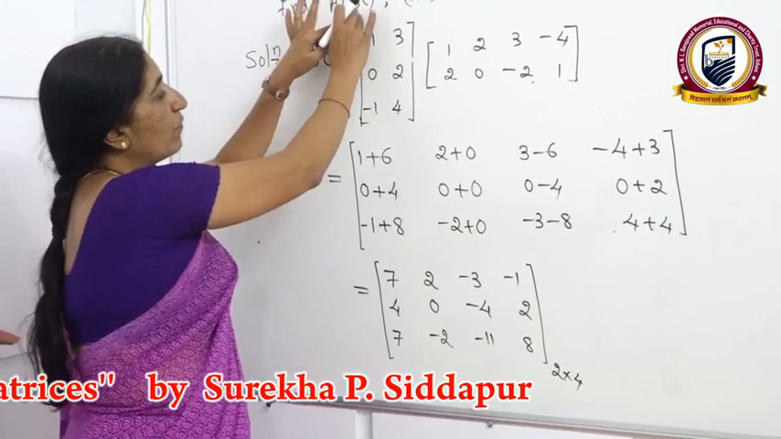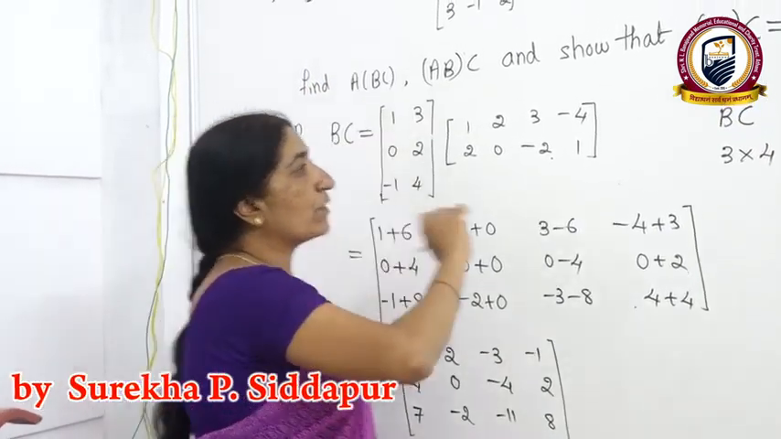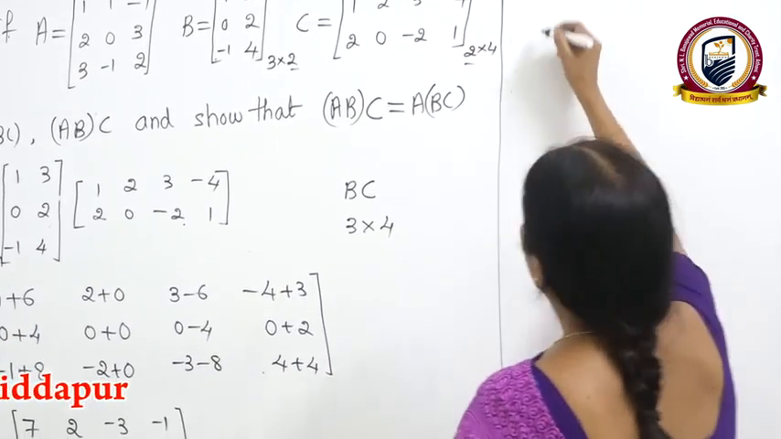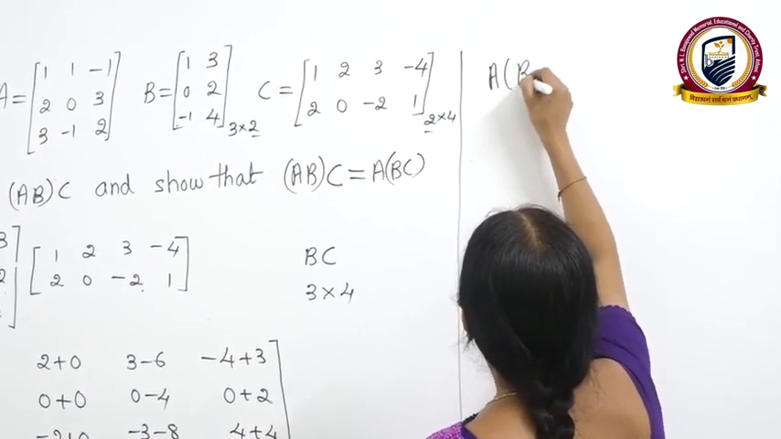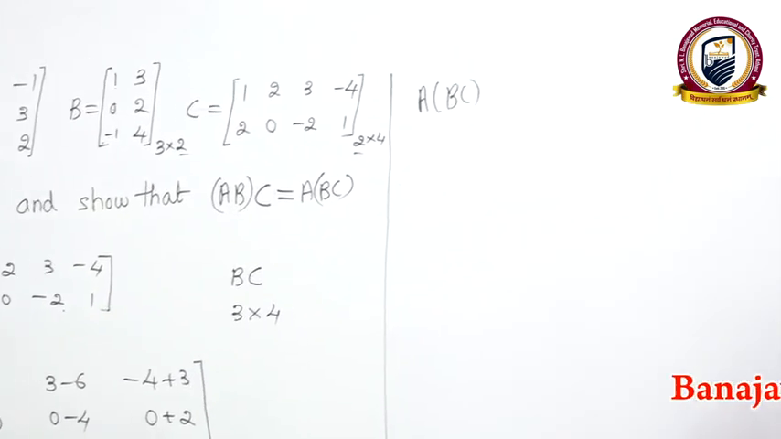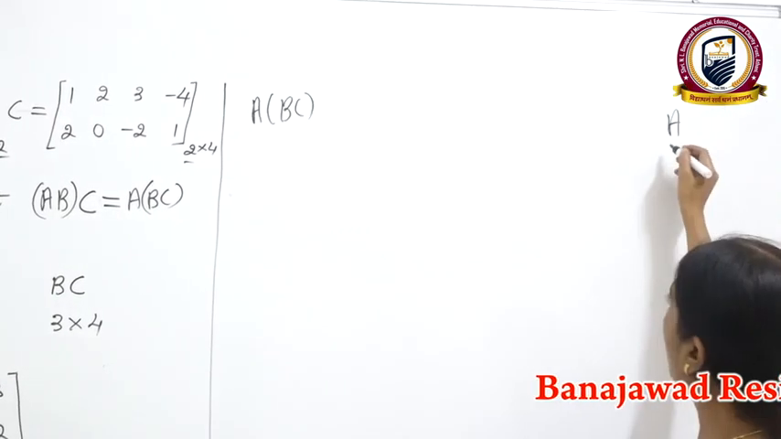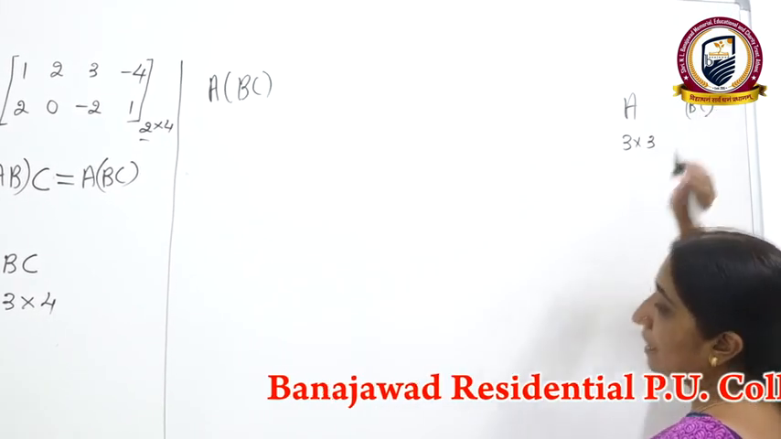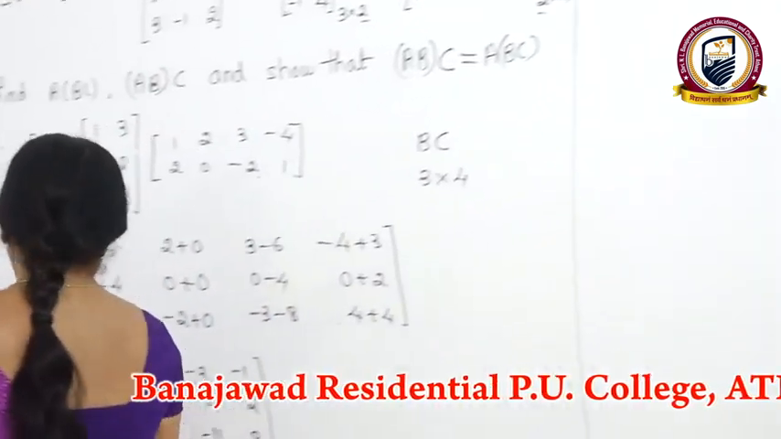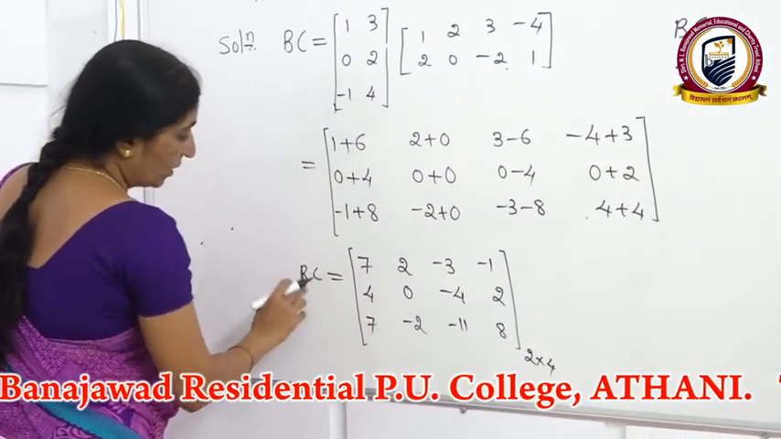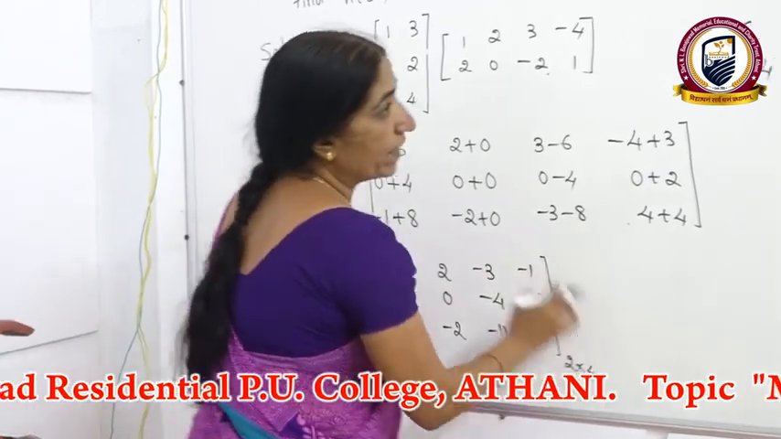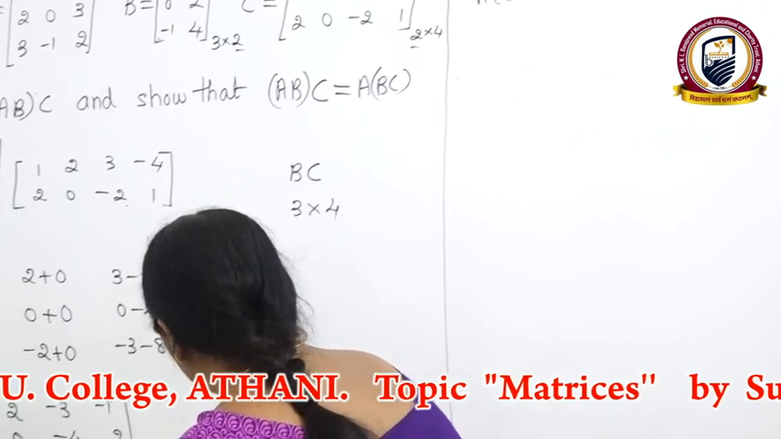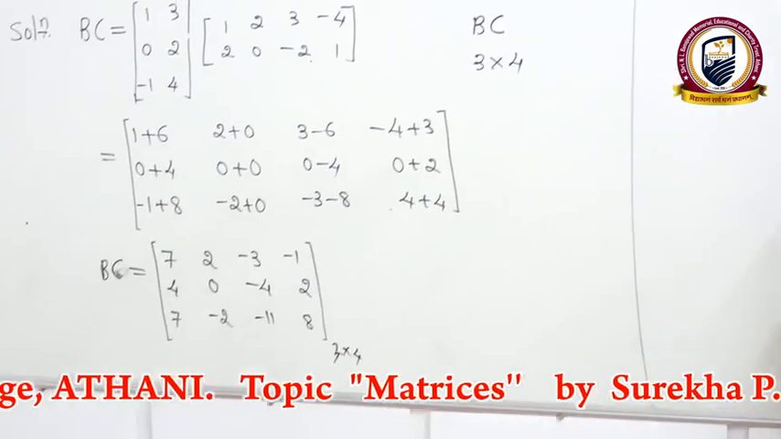This completes half part. What is it? BC. Again, next part is what then? In the next part, we are coming to A into BC. Check that also. What is the order of matrix A? A has the order 3 by 3. And what is BC? This is a single matrix here. This is a single matrix BC. What is its order? Its order is 2 by 4. So the result's order is 3 by 4.